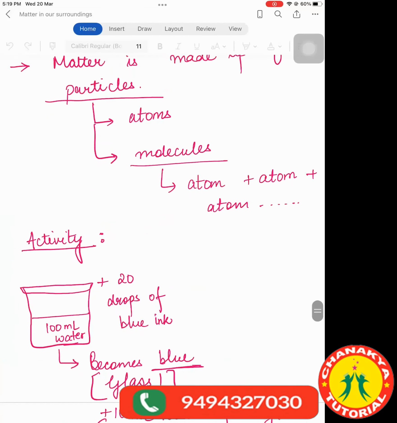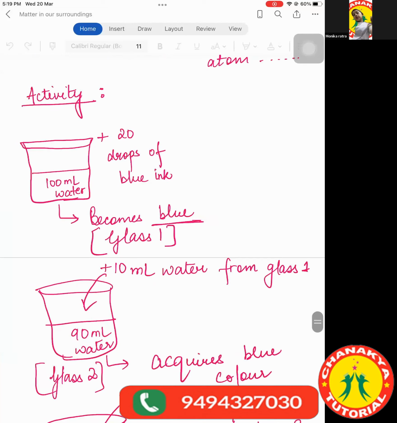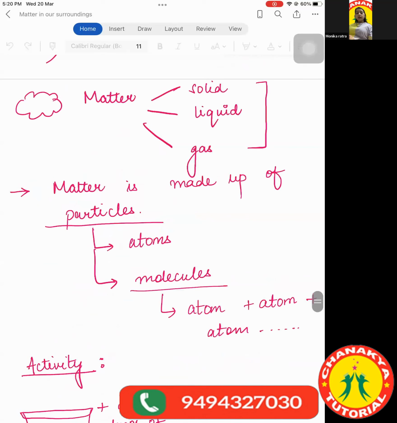Yes, ma'am. So in the last class, we started with the properties of matter, in which I explained that matter is made up of particles and how we prove it. We prove that matter is made up of particles by taking 100 ml of water and putting a few drops of ink into it, and then we take that ink and put it in a new fresh 90 ml of clean water. We will observe that the color of the ink passes on to that 90 ml water.